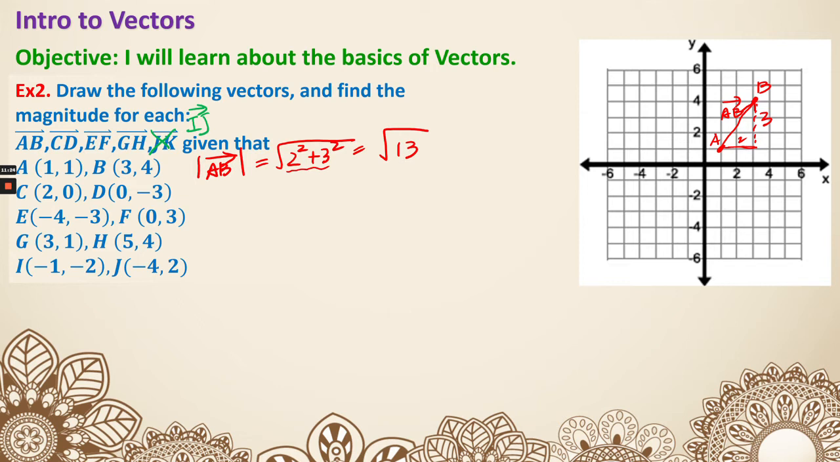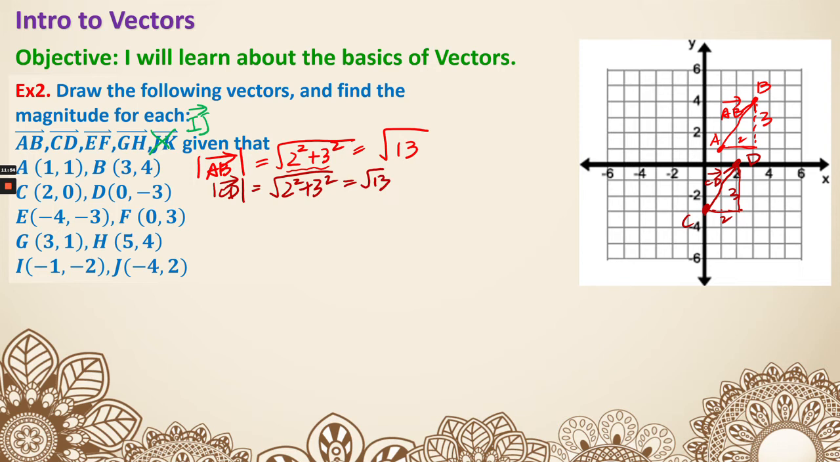Next, CD. C is at 2, 0. D is at 0, negative 3. So I can draw my CD. That's my D, that's my C, that's my vector CD. And clearly this would be my rectangle right here. It's also a 2, 3. So the magnitude of CD is going to be square root of 2 squared plus 3 squared as well, which is going to be square root of 13.